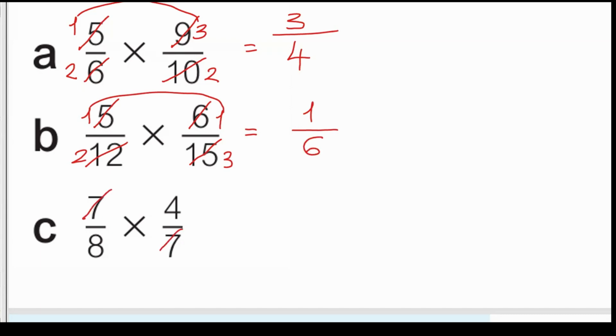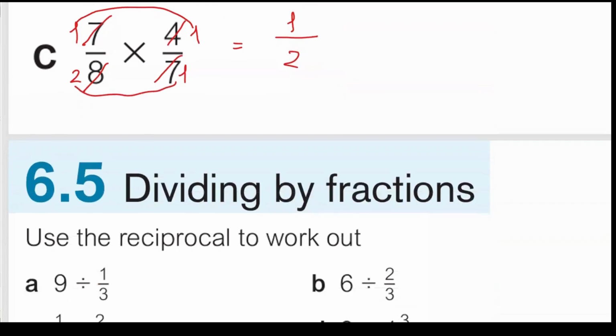Divided by 7. Divided by 7, they will both become 1. Divided by 4, this is 1. Divided by 4, this is 2. And then multiply. So 1 times 1 is 1, and 2 times 1 is 2. And we don't have any negative sign here.